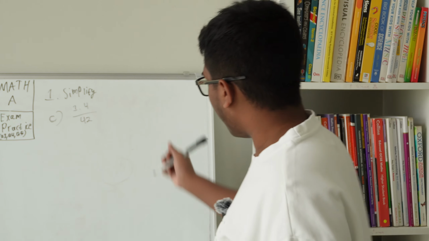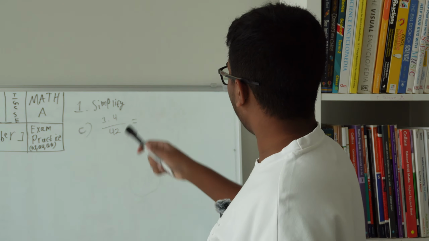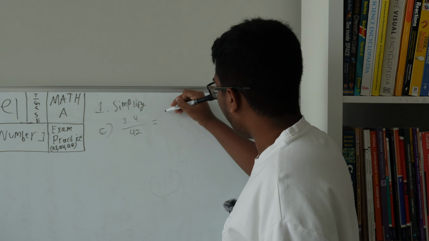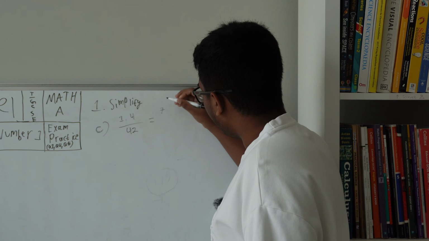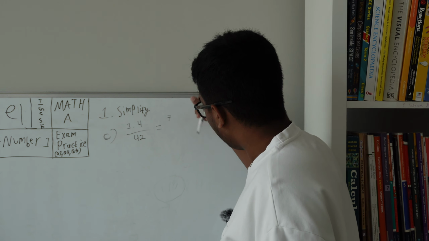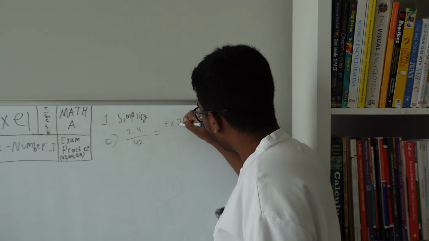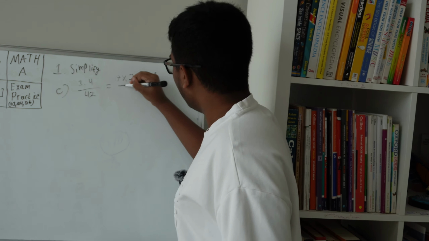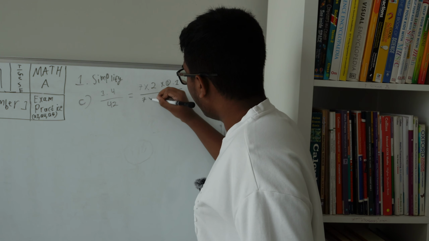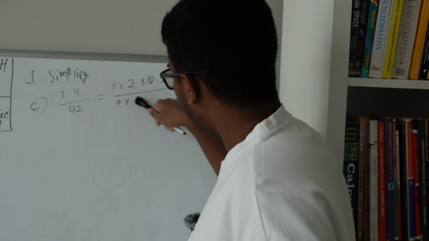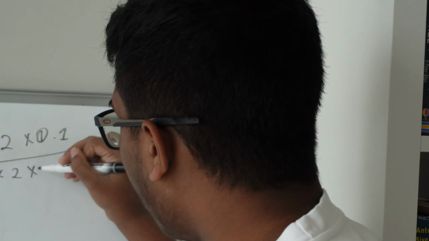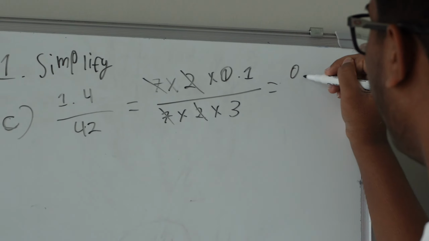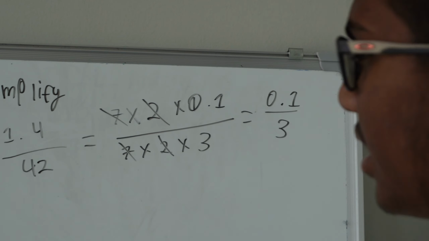Alright, I think that's enough time. So let's solve the question together. 1.4 is just 14 times 0.1. In this case, 7 times 2 times 0.1 divided by 7 times 6, which is again 2 times 3. So in this case, we can cross both of these out and get 0.1 over 3.